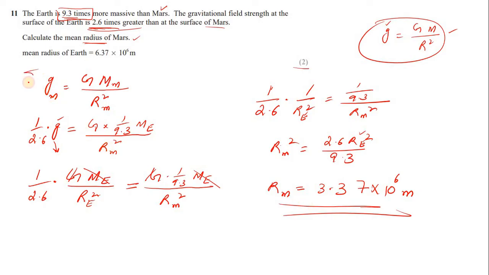These are additional steps. Some steps you can skip if you wish. You can directly use this formula, just change the value here, and then you can find Rm directly. It's up to you.